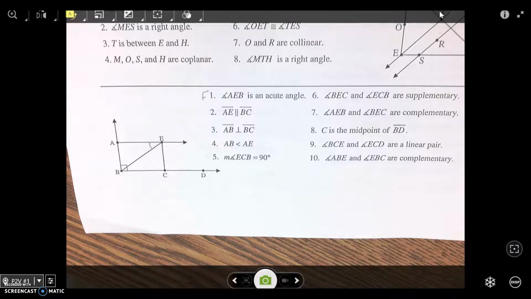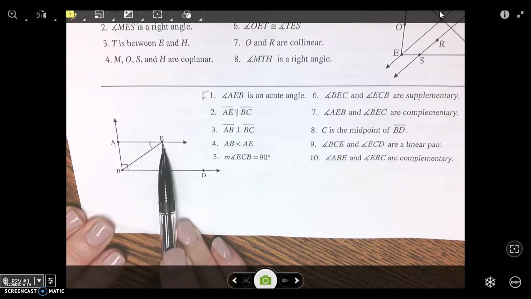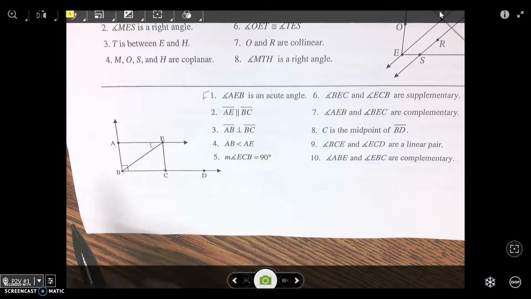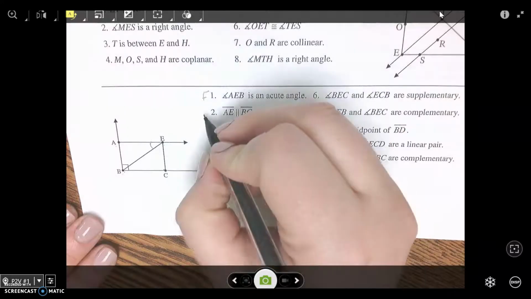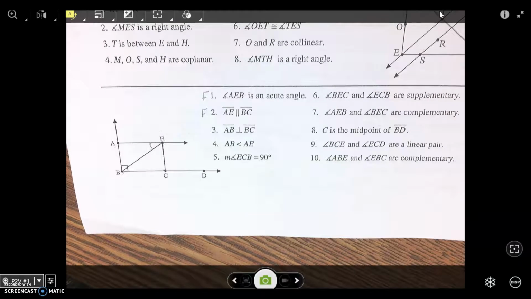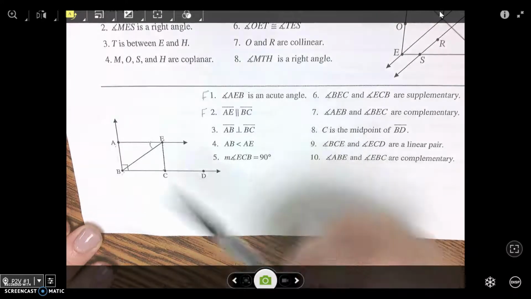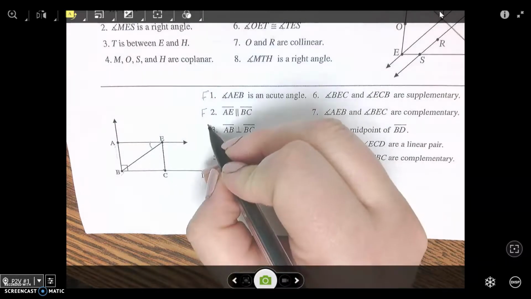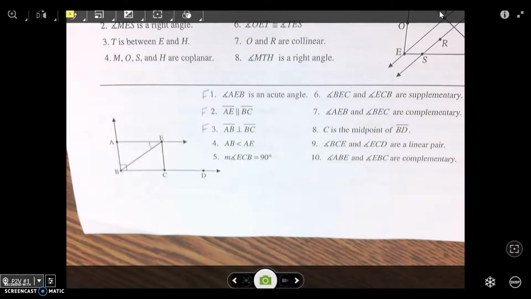Number 2, segment AE is parallel to segment BC. Do we have anything indicating that those two segments are parallel? No. So we can't assume that. That'd be false. Segment AB is perpendicular to segment BC. So AB, BC. I would say false. We don't have any information for that.